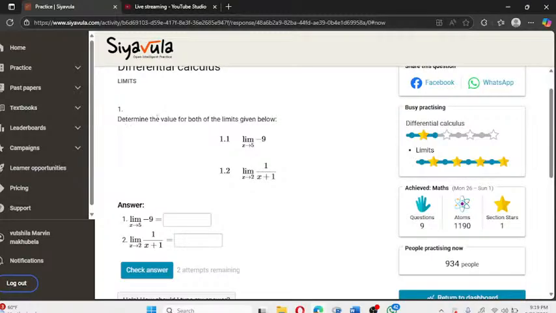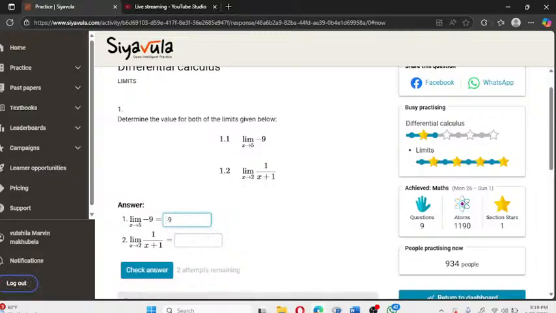Okay, for this one, we need to determine the value for both of the limits given below. So here we're given the limit as x approaches 5 of negative 9. So this one, the answer is simply negative 9. Why? Because we can't substitute 5, there is no x in this equation. So there's the constant, which is negative 9. So we simply take the constant. It's going to be negative 9.